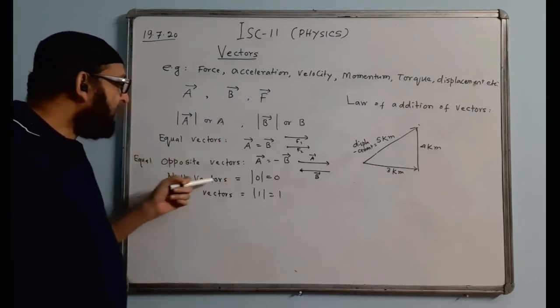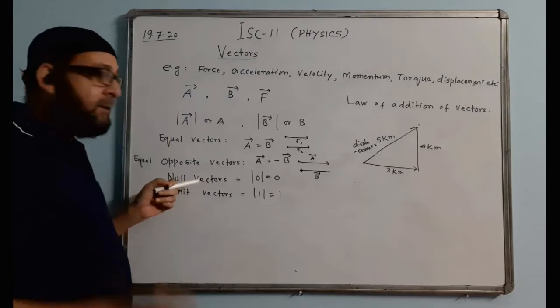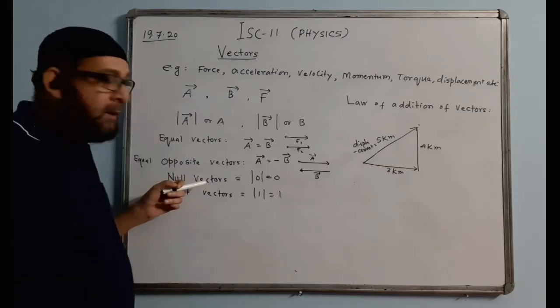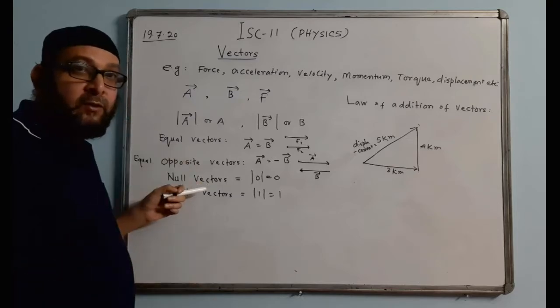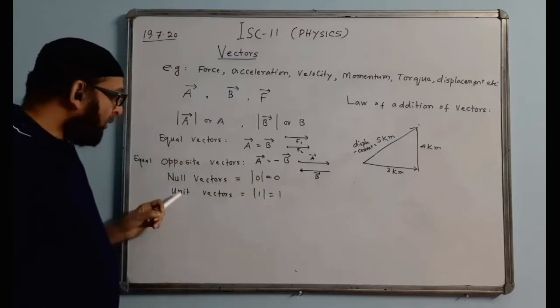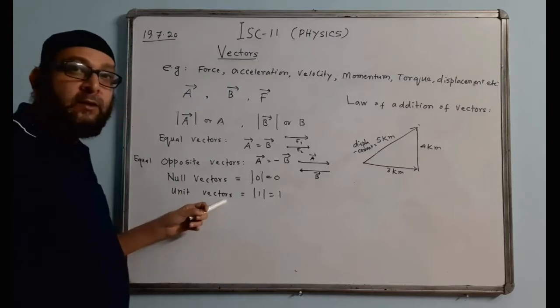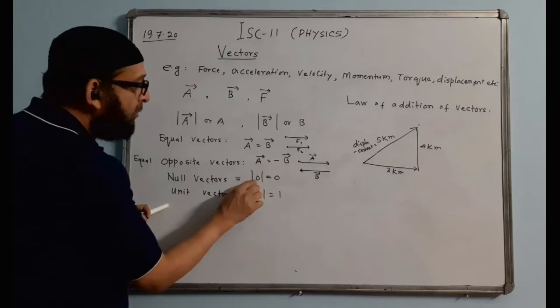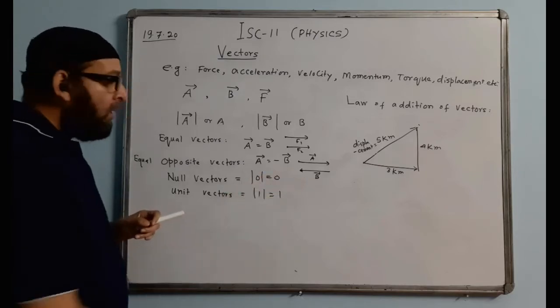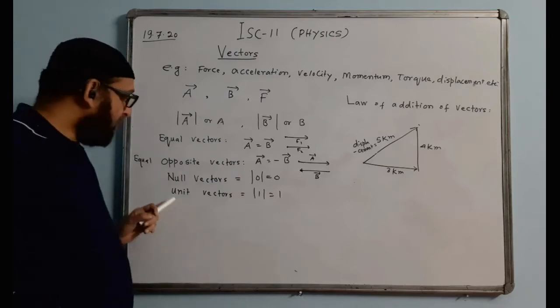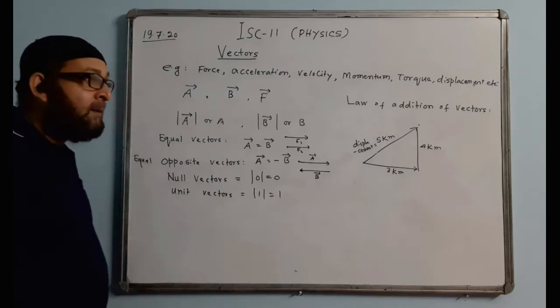What are called null vectors? Null vectors are also called zero vectors, meaning those vectors whose magnitude is zero. Zero is also a kind of number. They can have even zero magnitude. Those vectors whose magnitude is zero are called null vectors. What are called unit vectors? Those vectors whose magnitude is 1. We can write either like this magnitude is 0, or we can simply write 0. Or if the magnitude value is 1, we just write 1. So this is called unit vectors.